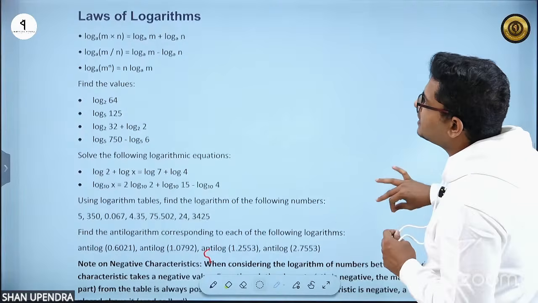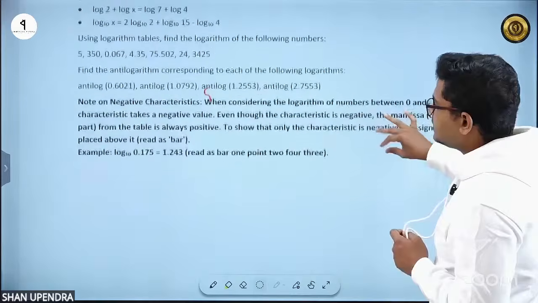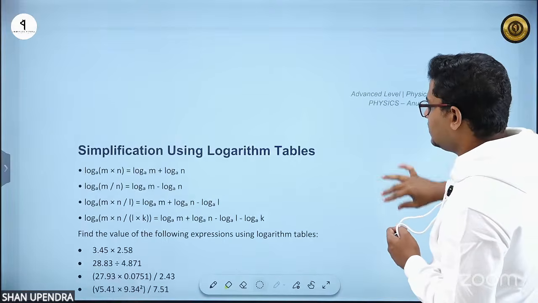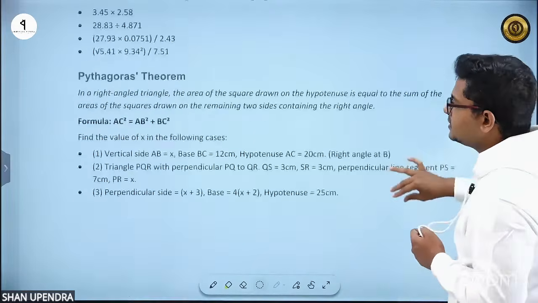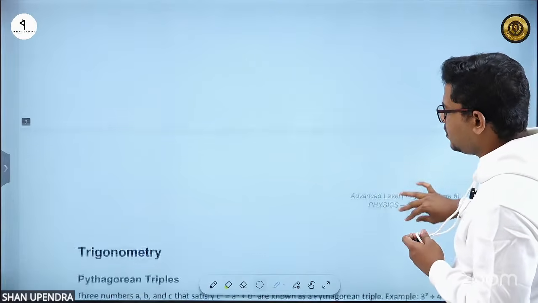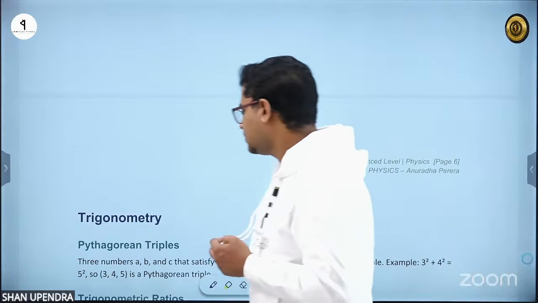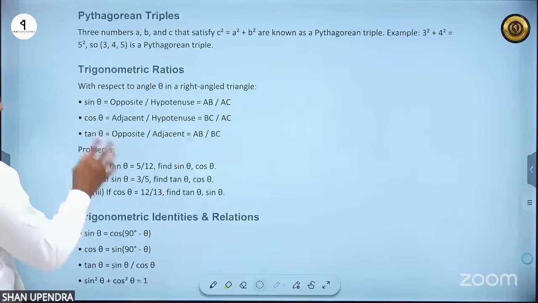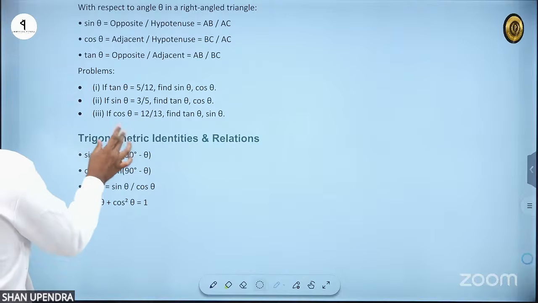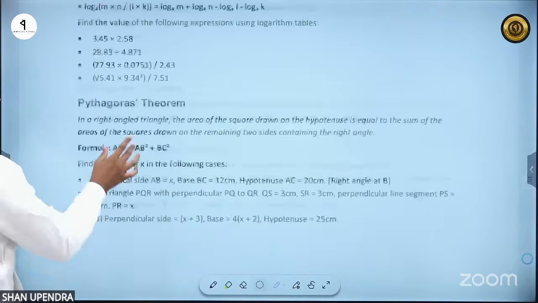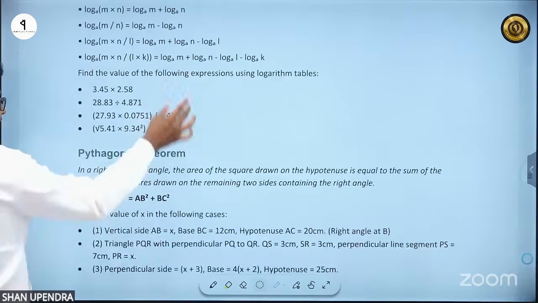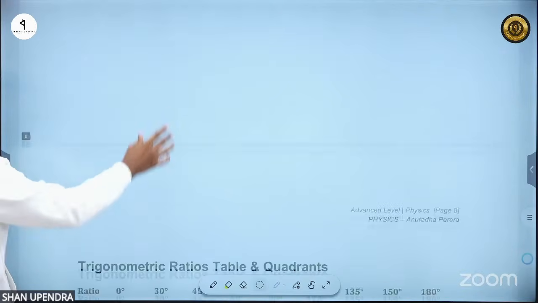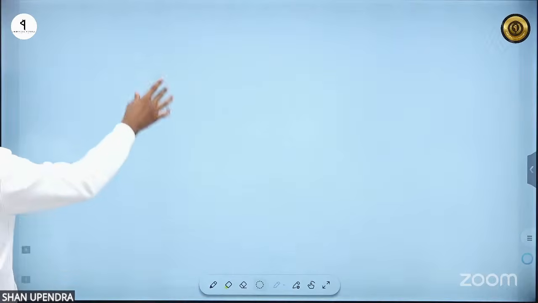So we are going to understand the laws of logarithm, and then how to use the log book using these anti-log and log functions, and finally simplification using logarithm tables. You know Pythagoras, trigonometry, we did that. We did the trigonometry part last day. So my target is to do the logarithm, after that we finish trigonometry, and then we can go for the simplification.